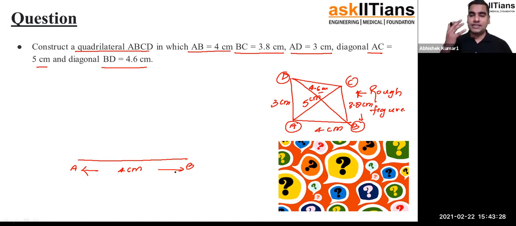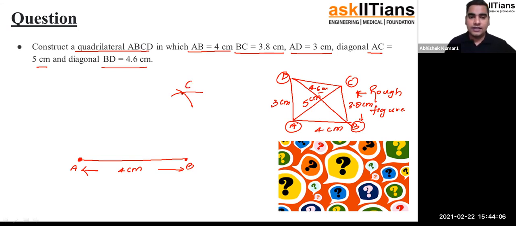To form AC, we need to mark an arc of length 5 centimeter, assuming A to be the center. This will help us form AC. Then we are interested in forming BC. To form BC, assume B to be the center and mark an arc of length 3.8 centimeter. You will observe that these two arcs cut each other at one point. You are going to name that point C.